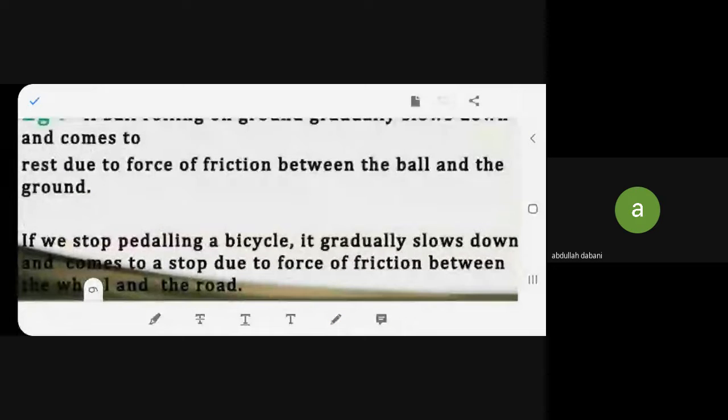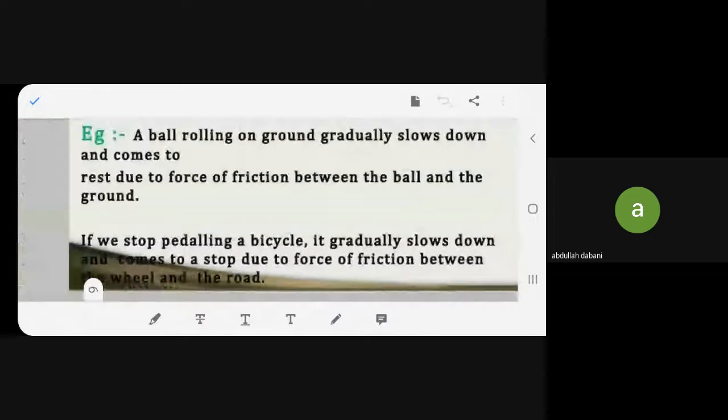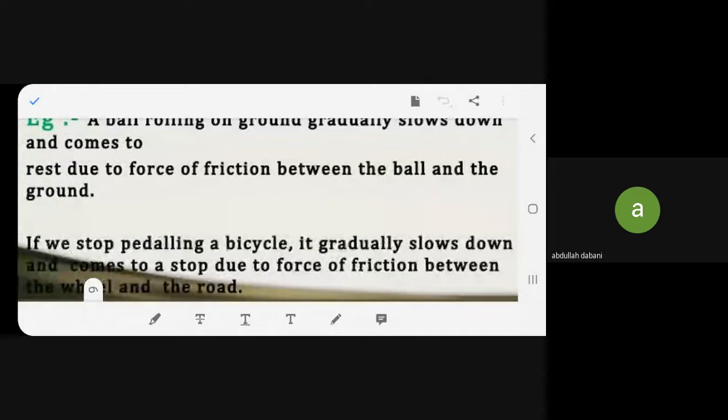Now the next example. Please read it. If we stop pedaling a bicycle, it gradually slows down and comes to a stop due to the force of friction between the wheel and the road. Now, you explain. If you're not able to, then I will take over. Explain, Vita. If we stop pedaling a bicycle, it slows down because of the force of friction between the wheel and the road.